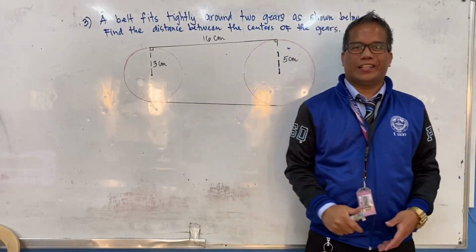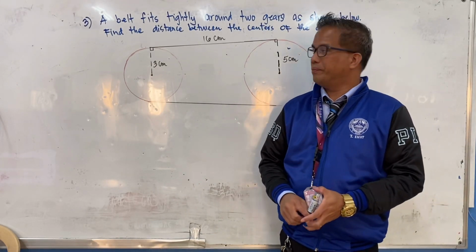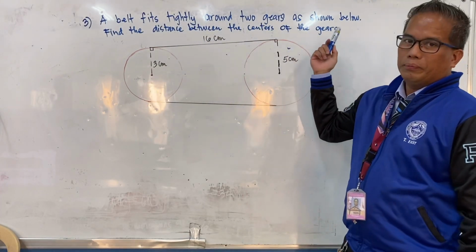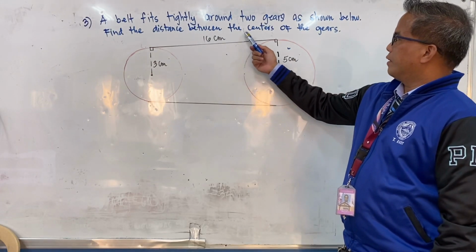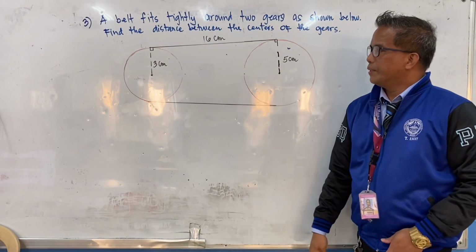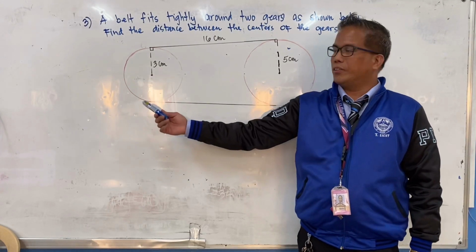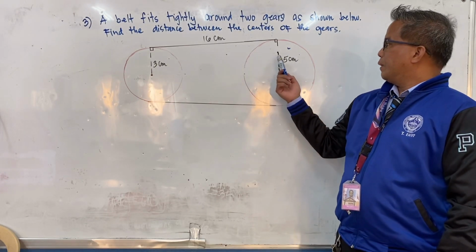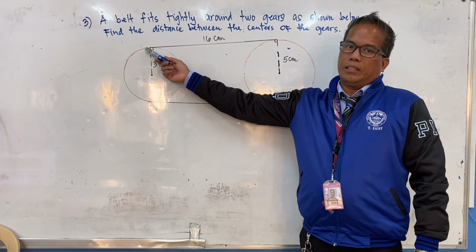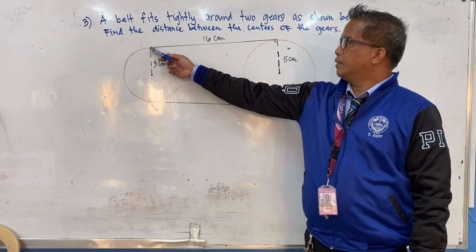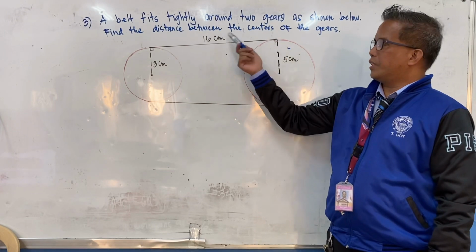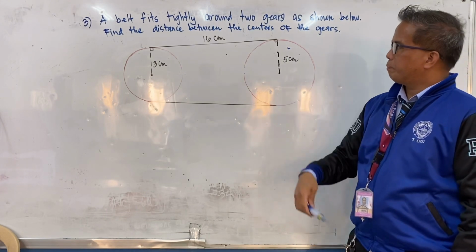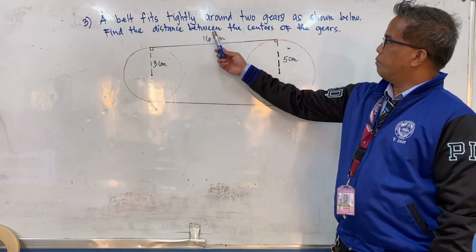So let us discuss example number 3 about tangent. A belt fits tightly around 2 gears as shown below. Find the distance between the centers of the gears. So we have the illustration. The radius of the first gear is 3 cm. Then the distance from the point of tangency to here is 16 cm. Then the radius of the second gear is 5 cm. So we are asked to find the distance between the centers.